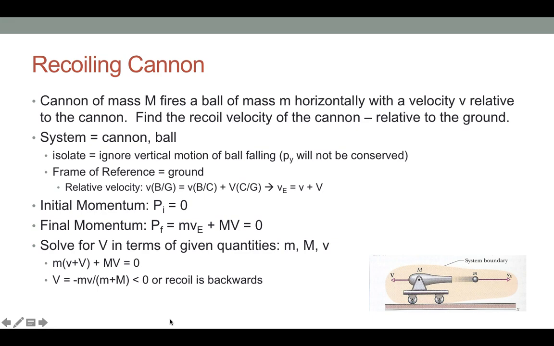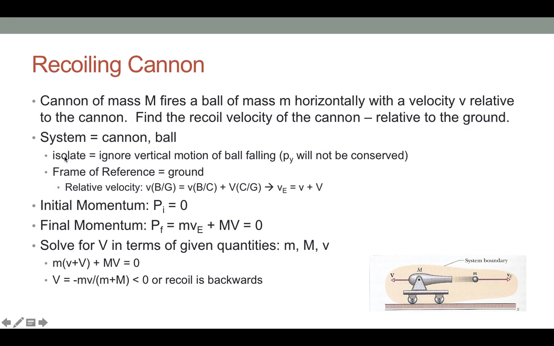Our next example will be a little more involved. Here we'll have a cannon, which is at rest. It will be firing a cannonball horizontally with a mass of little m and a velocity v. And the velocity v will be measured relative to the cannon. What we want to do is find the recoil velocity of the cannon, but that we'll want to do relative to the ground. Here our system will consist of the cannon and the ball.